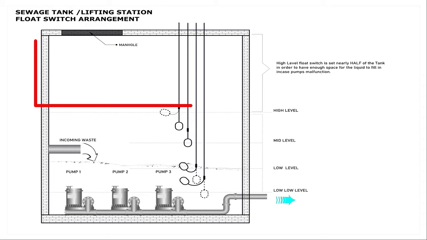The high level float switch is set at nearly half of the tank. This is to ensure that there is enough space for the liquid to fill in the tank in case of pump malfunction. The main objective of the pumps is to discharge the waste inside the tank. Let's see a simulation of how the float switches control the pumps.